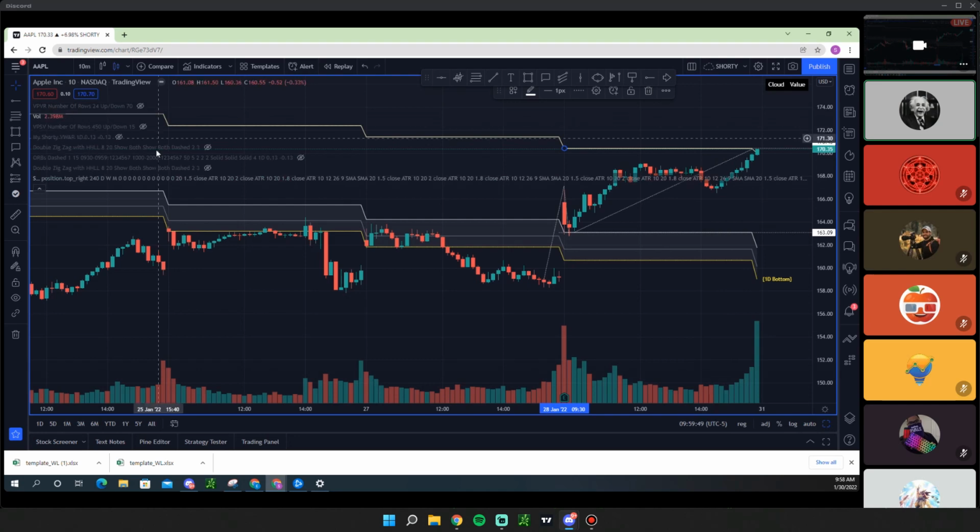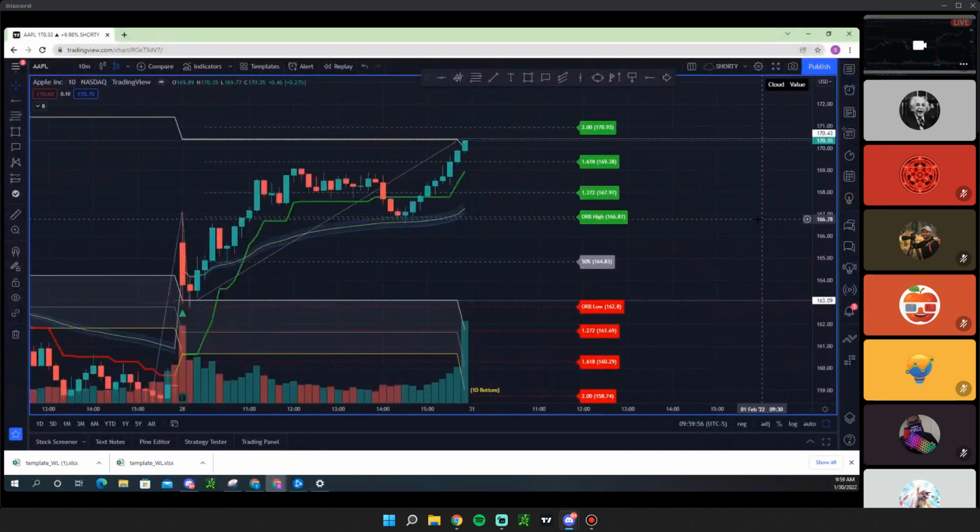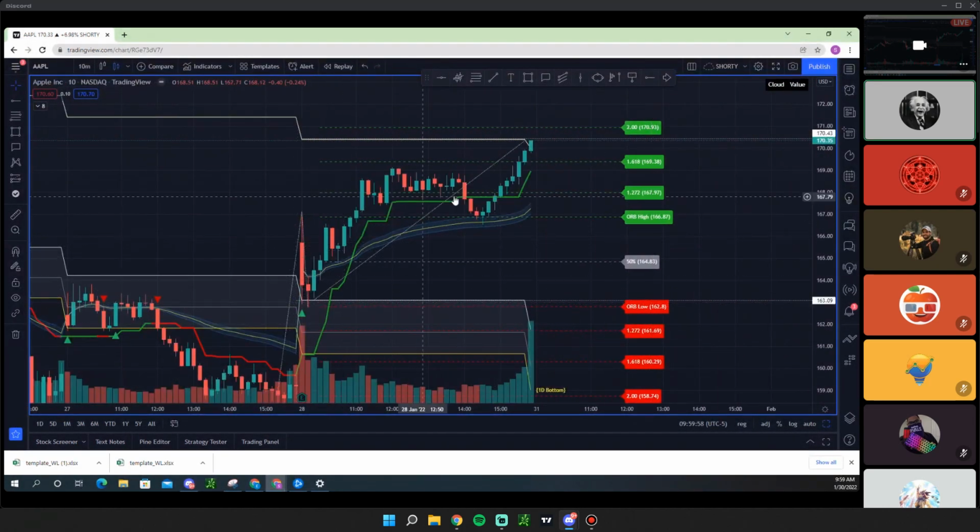And then let's say I add the orbs. Sure, I'll add the orbs. And look at this. Even if you didn't take this trade, you had the orb 50, which was a perfect entry here. It broke it, came back for a retest, held the VWAP, you take it here, you drive it to orb high, and you get out.